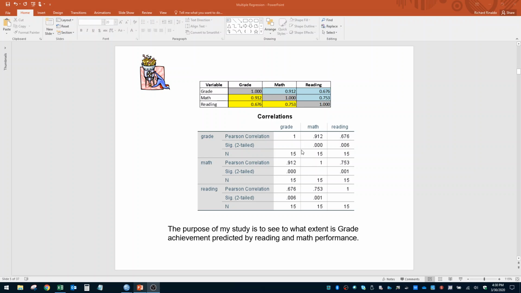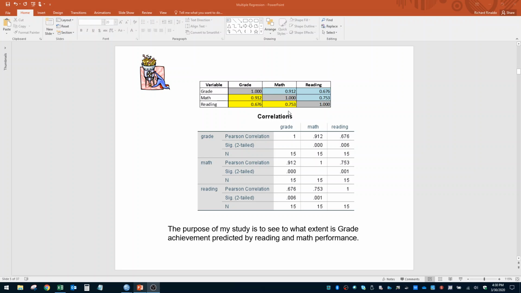The bottom is a correlation matrix produced from SPSS. Same format, just a little uglier. It's got tests of significance, and it gives you the Ns. And one thing here, the yellow here, I've talked about, but the blue is just redundant. It's just the mirror image of here. So 0.912, 0.912, 0.676, 0.676. So it truly is redundant. It's just putting it in square matrix form.